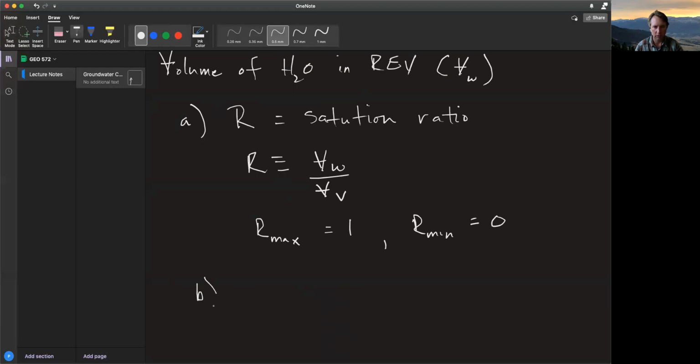Another measurement we might use is the volumetric water content.